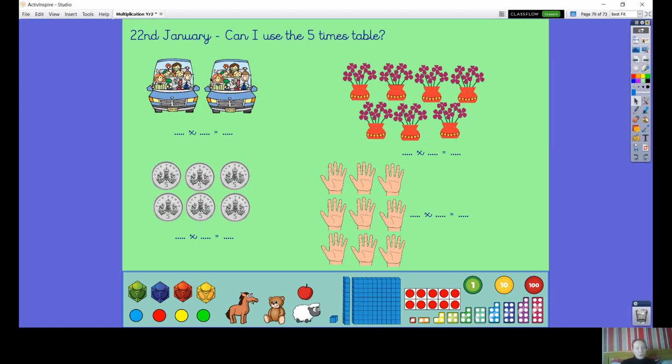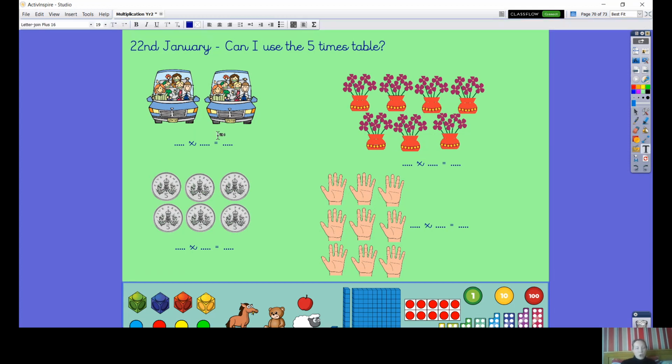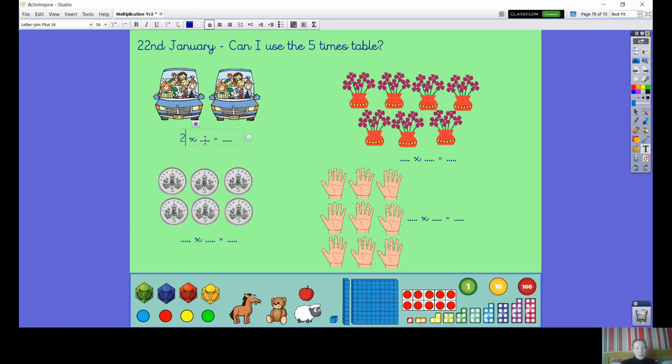So here we've got a picture of some cars. We've got 2 cars with 5 people in. So this one is going to be 2 times 5. Do you remember what that is? 2 times 5 is, brilliant, 10. Have a think. What 5 times table fact is linked to these pictures?